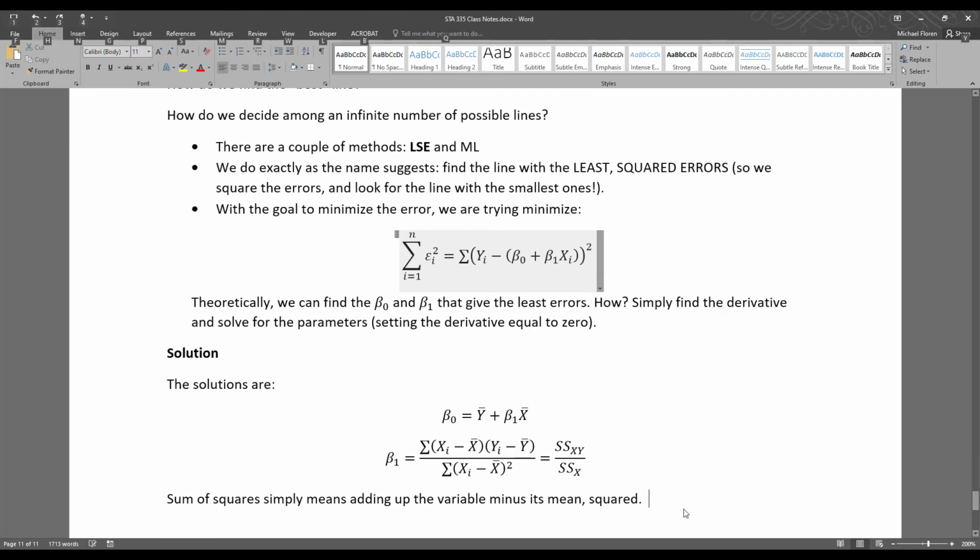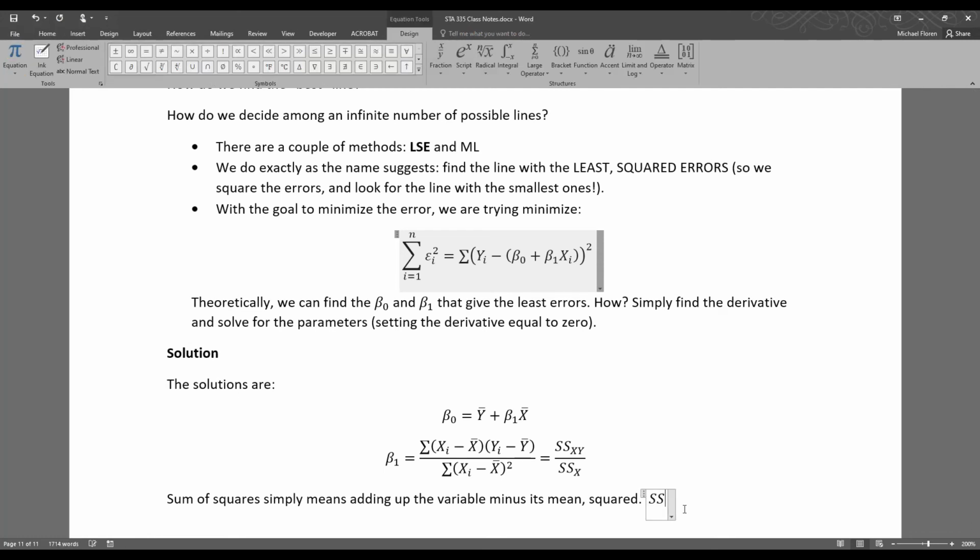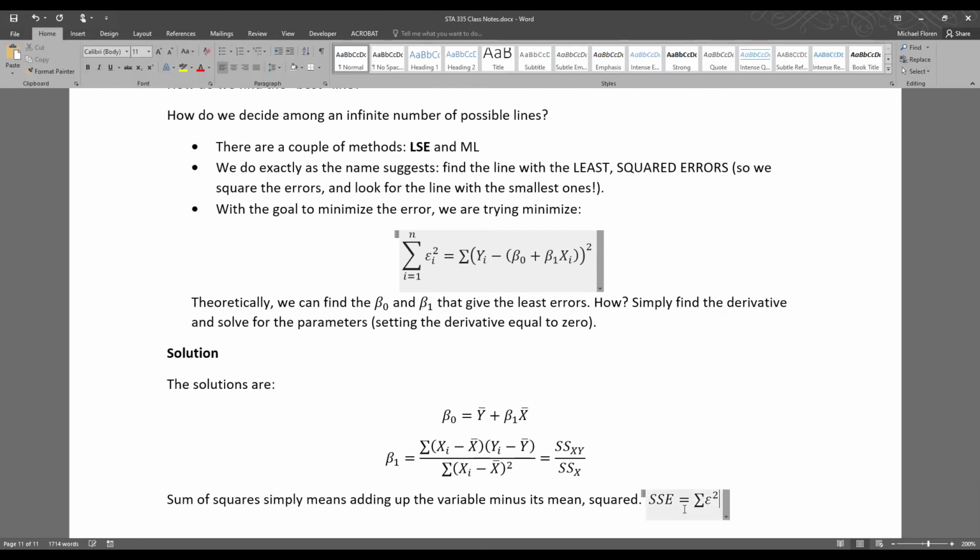Maybe one more thing that we can mention here when we're talking about sums of squares is that the sum of squares of the error, which is another concept that you'll see, is the sum of the error term squared. So this is the sum of squares of the error.